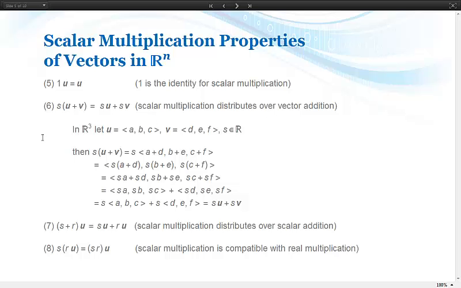So let's show this in three-dimensional space. Let u have elements a, b, c, v have elements d, e, f, and s be some arbitrary real number.